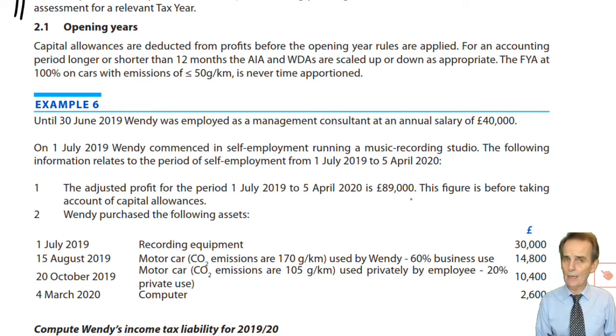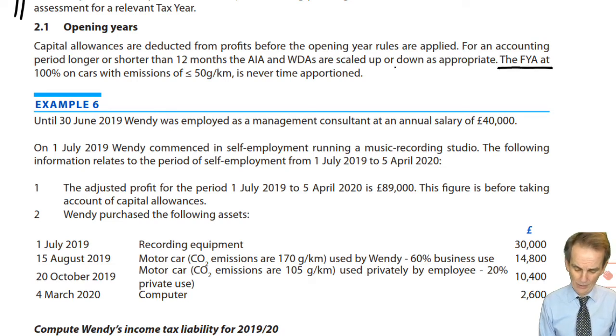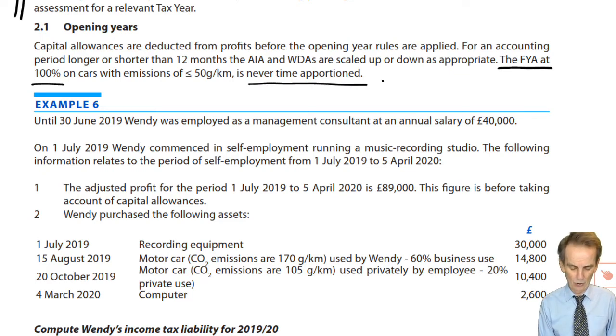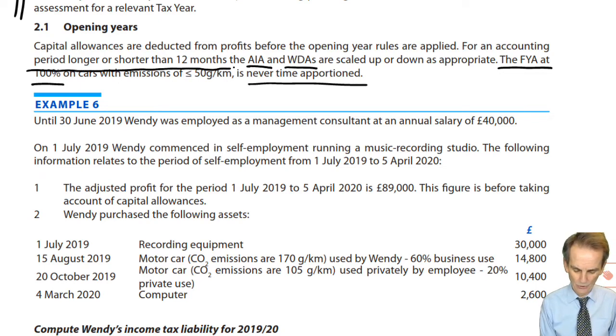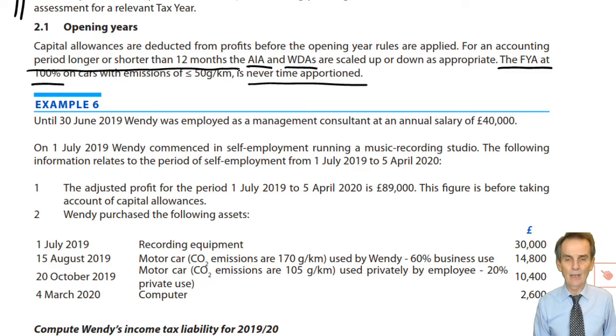We're only time apportioning AIA and WDA. What we have here, of course, is that first year allowance is 100% on those low emission cars, and that's never time apportioned. We've got AIA and WDA, where the period is longer or shorter than 12 months, that then needs to be time apportioned as appropriate.